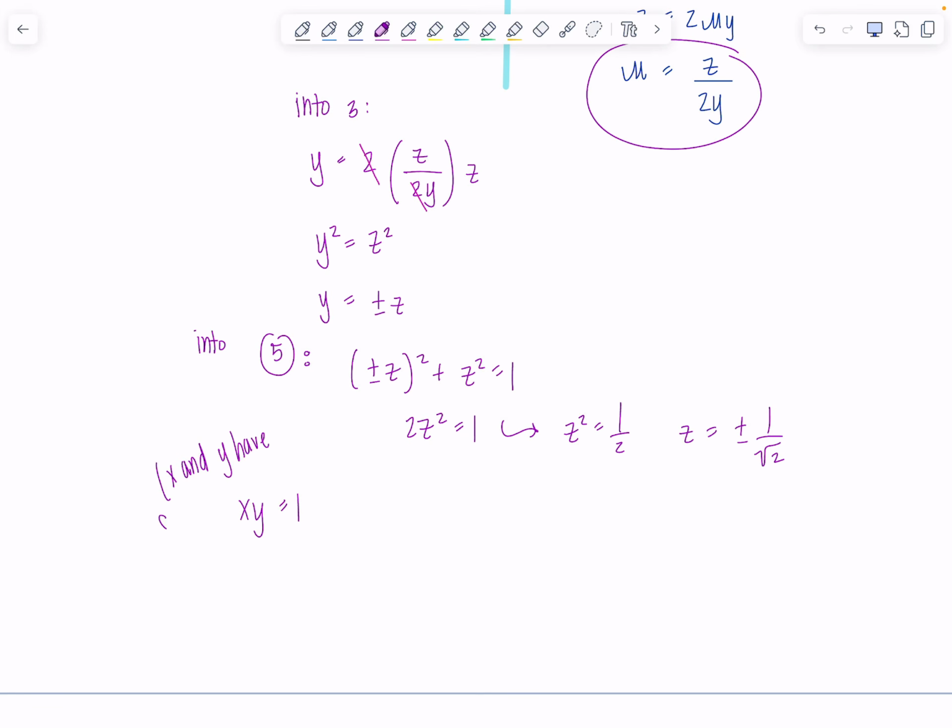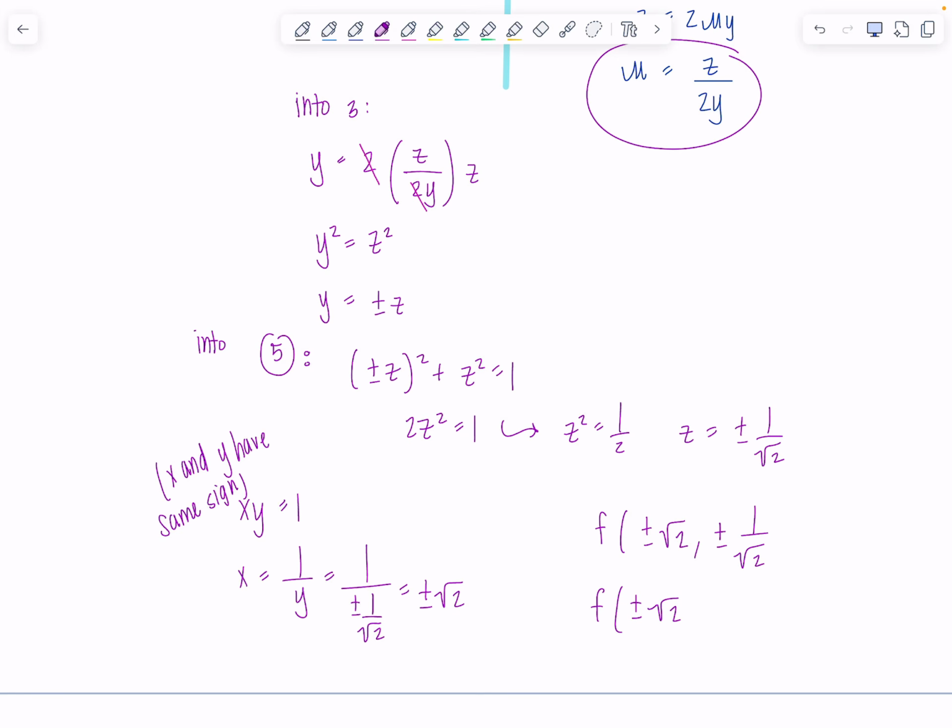So x is going to be 1 over y. So 1 over plus or minus 1 over root 2, so plus or minus root 2. Just remember that x will match the same sign as y because their product is going to be positive. So when you write the points out, you can use the plus-minus or minus-plus notation. x and y have to always have the same sign. So if x is plus or minus root 2, y will be plus or minus 1 over root 2, right?